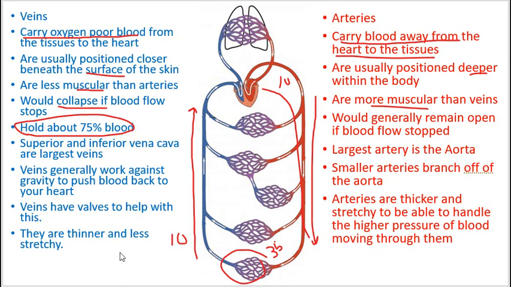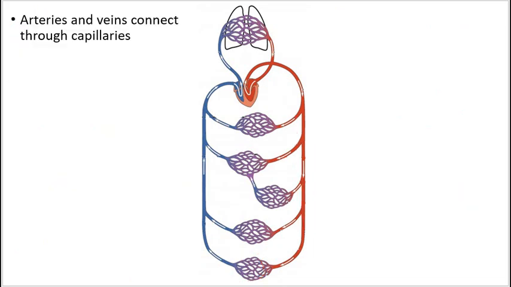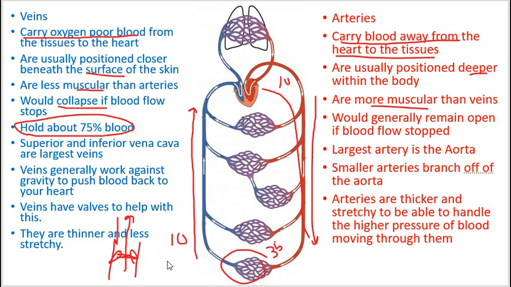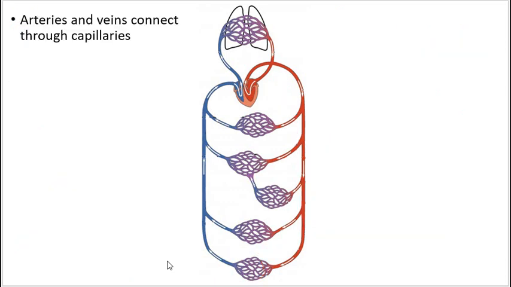So the veins have valves. The valves are basically flaps like this. And those valves are designed in a way that the blood can go up. But if the blood tries to come down, the flaps will just close and would not allow the blood to go backward. And those valves give the blood unidirectional flow.